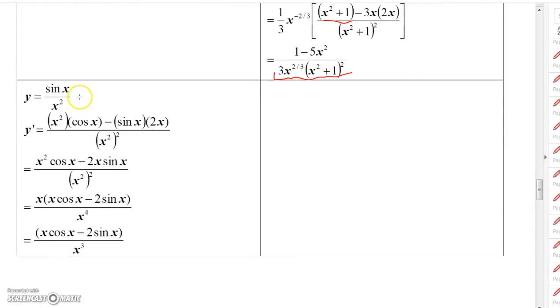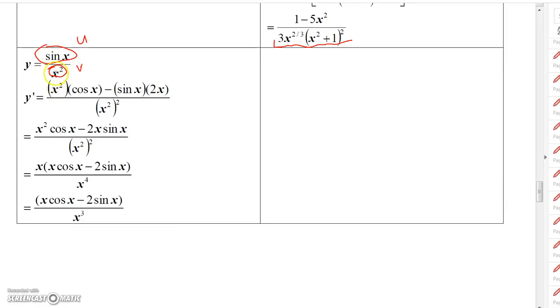Okay, here's one. Here's a trig function, sine x over x squared. Now, remember, the sine x is going to be the u, and the x squared is going to be the v. So, remember what we do. We take v. Now, here I'm just going to go ahead and get the derivatives in my head. So, I'm going to take v times the derivative of u. Well, what's the derivative of sine x? Cosine x. And then minus u, which is sine x, times the derivative of x squared, which is 2x. And then all over x squared squared, v squared. So now that's going to be x squared cosine x minus 2x sine x all over x to the 4th.